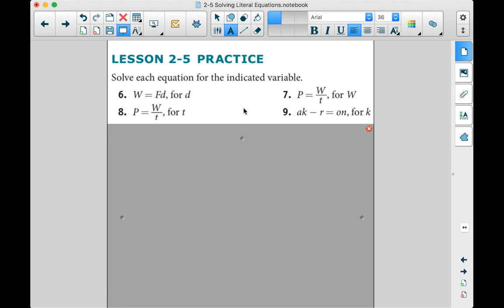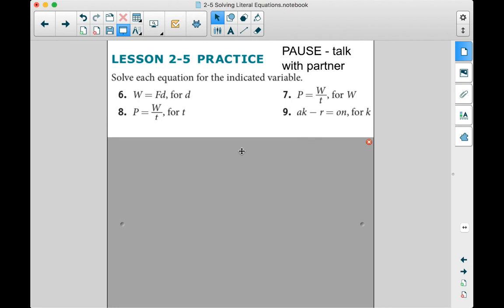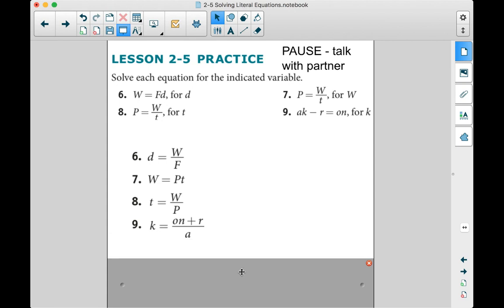All right, and then the last thing we're going to do, I want you to go ahead and try the 2-5 practice. So once again, I want you to hit pause. You can still talk with a partner, but make sure that you know how to do this because you're the one that's going to be responsible for doing this. Okay, I'm about to show you the answers. So you should have paused, you should have done them, and then we're going to hit play. Do you have it? Make sure you have it. All right, there are your answers.